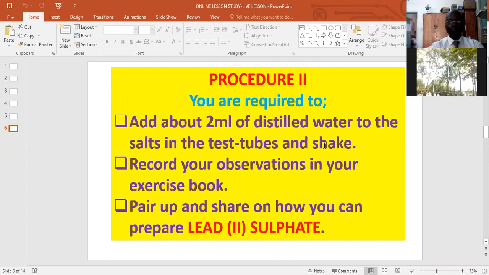You are required to add about 2 ml of distilled water to the salt in the test tubes and check. Record your observation in the exercise book. Pair up and share on how you can prepare lead 2 sulfate. Very good. Let us clap for Vivian Atieno. In your groups, I think I've provided you with what you need. Do what is required in procedure 2 as I come to see what you are doing. In about 1.5 minutes, I'll be joining you. Thank you so much.